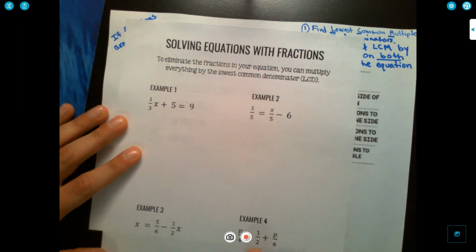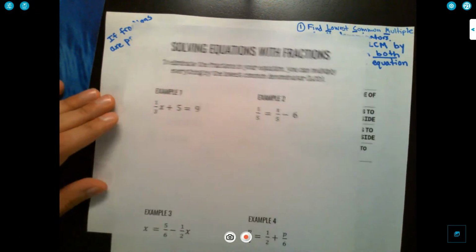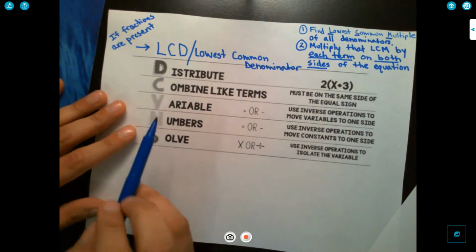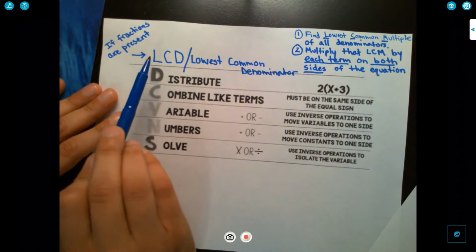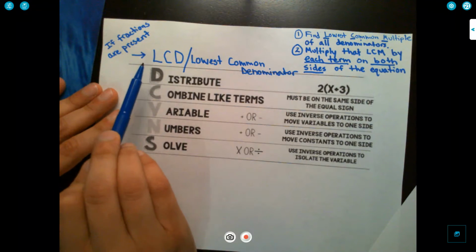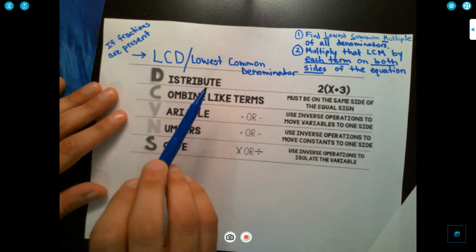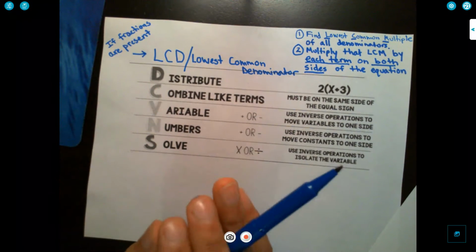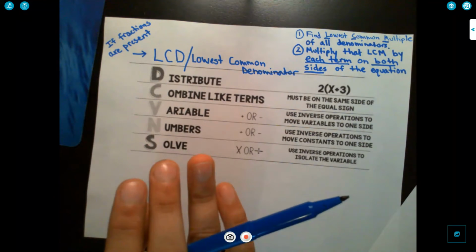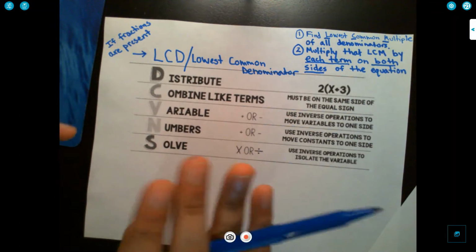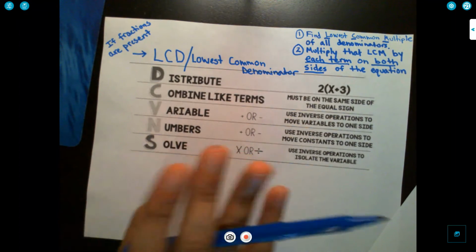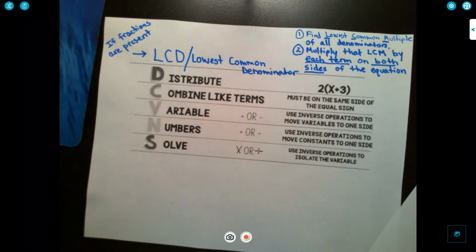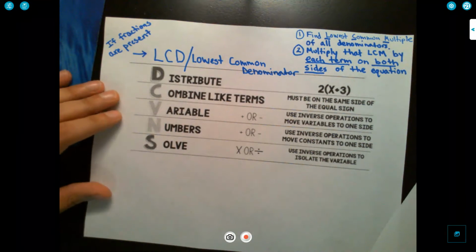And we're going to have to get rid of those. In order to get rid of those, there's basically a step that gets added on. So there's a 6th step that you have to do before. What it does is it creates more parentheses, because we're going to be multiplying the lowest common multiple, or the lowest common denominator, by both sides of the equation. So it gets multiplied by both sides of the expression.